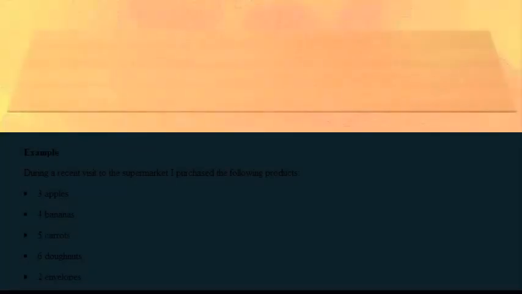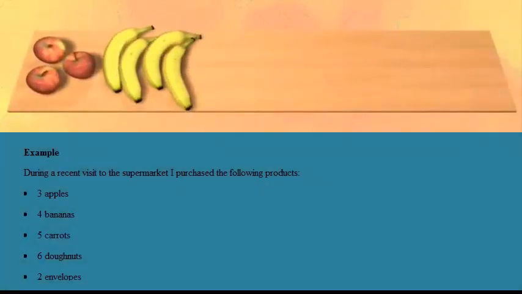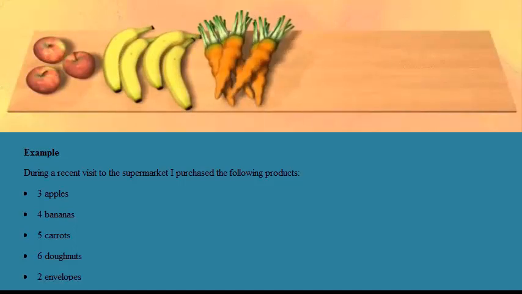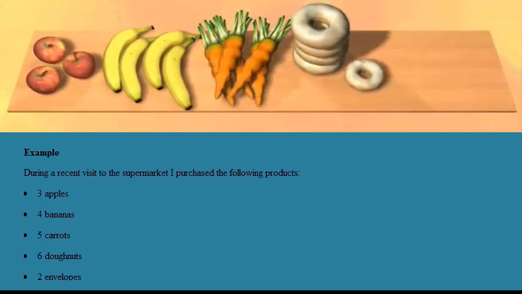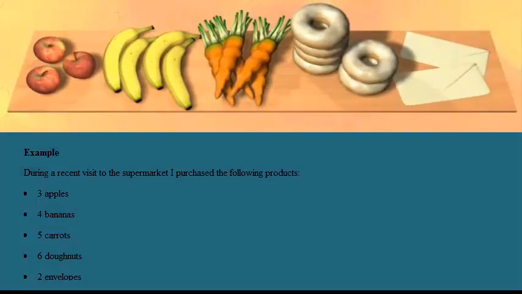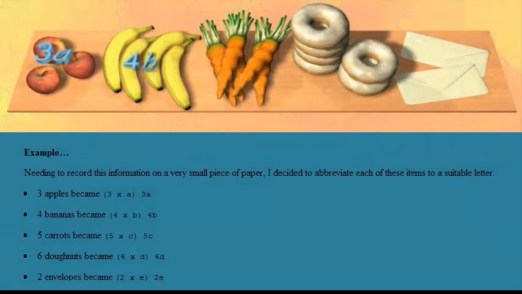already used. Example. During a recent visit to the supermarket, I purchased the following products: 3 apples, 4 bananas, 5 carrots, 6 donuts, 2 envelopes. Needing to record this information on a very small piece of paper, I decided to abbreviate each of these items to a suitable letter. 3 apples became 3A, 4 bananas became 4B, 5 carrots became 5C, 6 donuts became 6D, 2 envelopes became 2E.